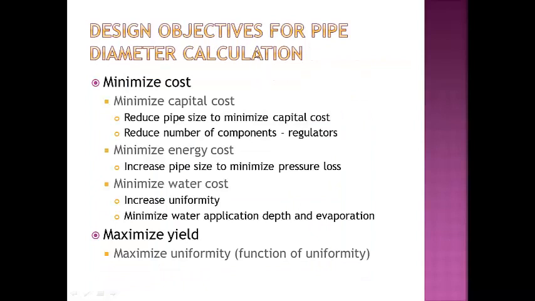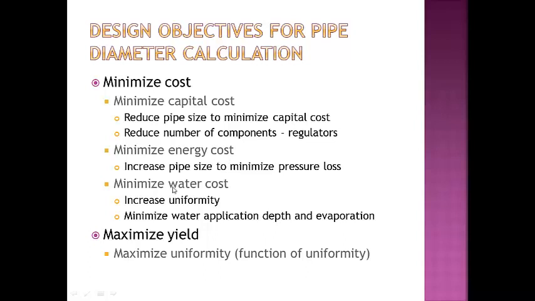So there are certain design objectives for pipe diameter calculation. One is to minimize cost, and the minimum capital cost will be with the minimum pipe size, obviously, and also if you didn't have so many components like regulators. Then you would minimize the energy cost by increasing the pipe size, because then you wouldn't need as much pressure to push the water through the pipe. So those are competing objectives. That's why you need to use energy and pipe hydraulics analysis in order to make the decision.